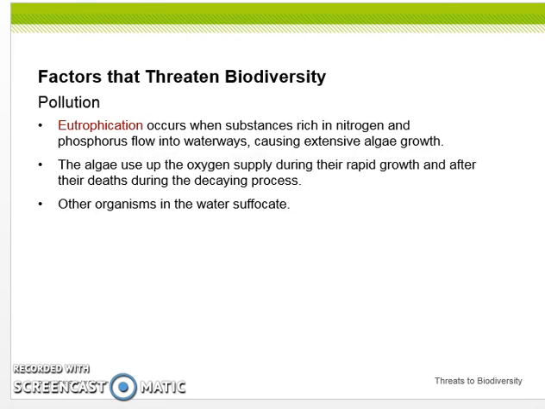Water quality is something that we do worry about as environmentalists and scientists when it comes to our population and huge factors that threaten our biodiversity. Eutrophication occurs when substances rich in nitrogen and phosphorus, like fertilizers from farmers, flow into waterways, causing extensive algae growth. The algae use up the oxygen supply during their rapid growth and after their deaths during the decaying process. Other organisms in the water suffocate.